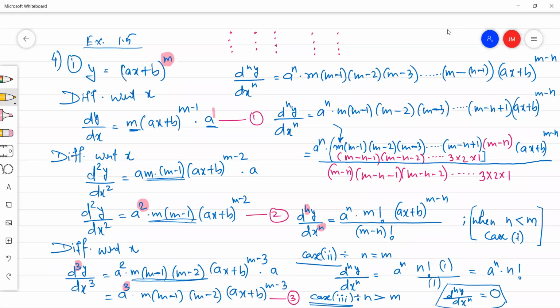I'll show this to you. Every time you differentiate, you got this a. And once again you are getting a, so a square. Then a cube. You see this? Then a raised to 4. So this is what happened. Anyways, you can see those two videos and you will understand it.